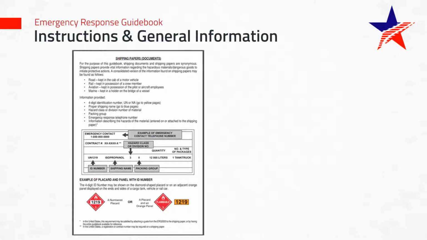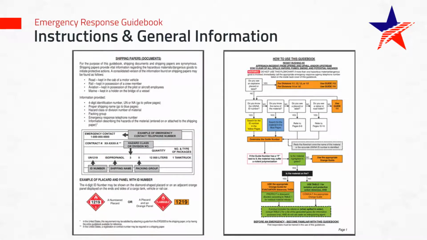This is the white section of the ERG. It demonstrates how to identify the commodity involved by using the shipping papers. The next page will walk you through using the rest of the ERG based on the information you have available.